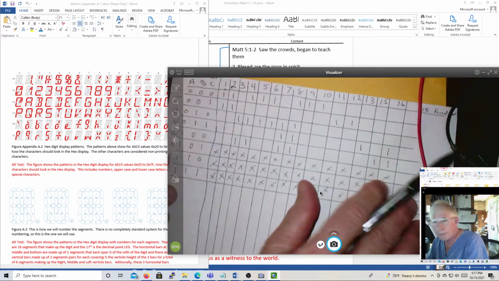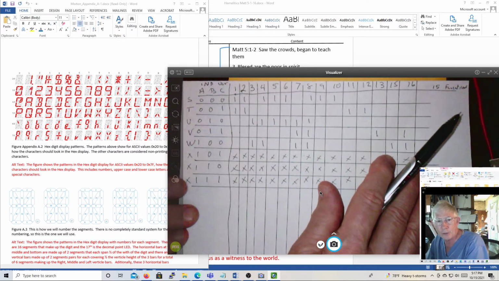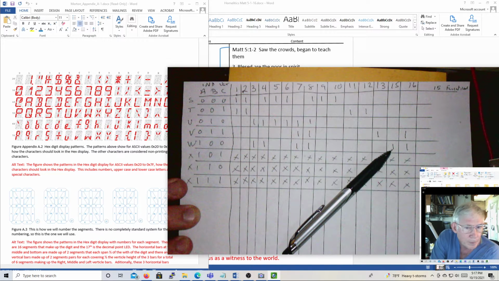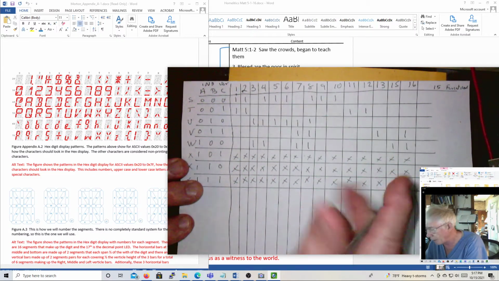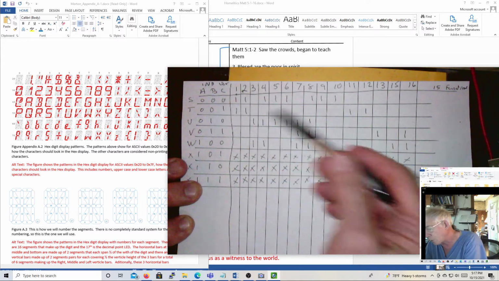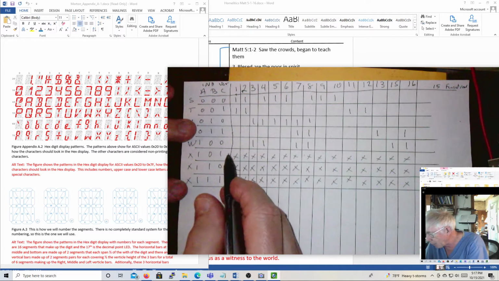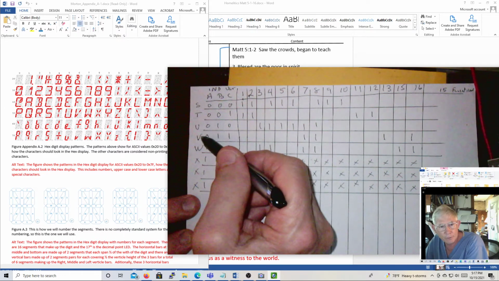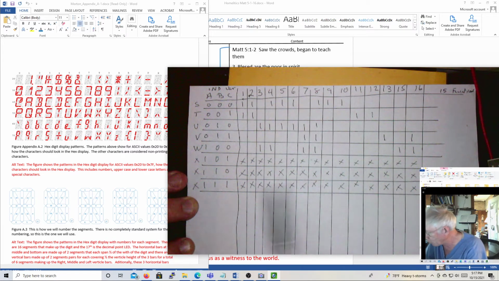Everywhere I don't have a 1, it would be a 0. You probably should put those zeros in just to keep yourself straight, but if you leave them out, remember that where it's blank, it's a 0. Then I know my last 3 rows. I only have 5 characters: S, T, U, V, and W, and then I have don't care, don't care, don't care. So these bottom 3 rows are all don't cares.